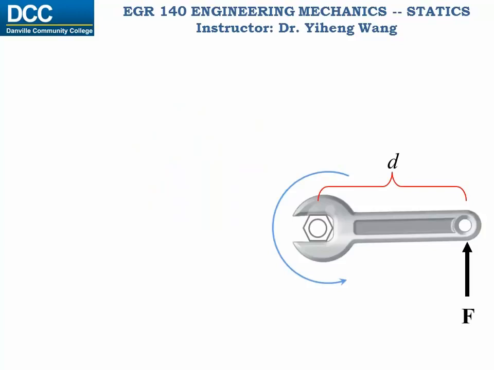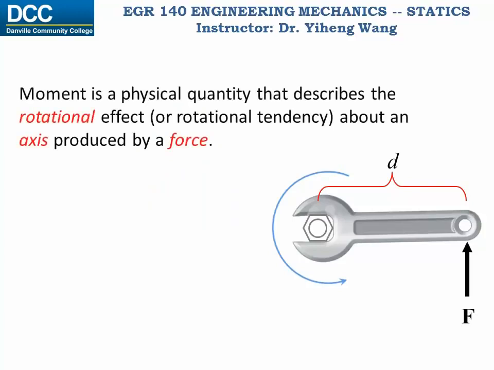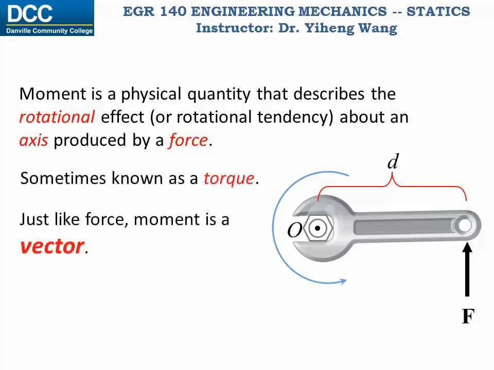Therefore, moment is defined in order to quantify this rotational effect caused by a force about a certain axis. In this example, the axis is perpendicular to the plane, and you can imagine it as an arrow shooting out from point O, and you can only see the head of the arrow represented by a dot. Sometimes a moment is also called a torque. And just like force, moment is also a vector and therefore follows all vector calculation rules.